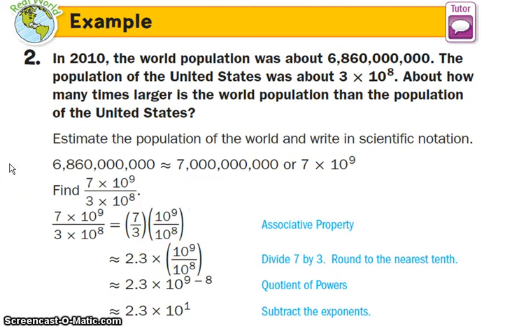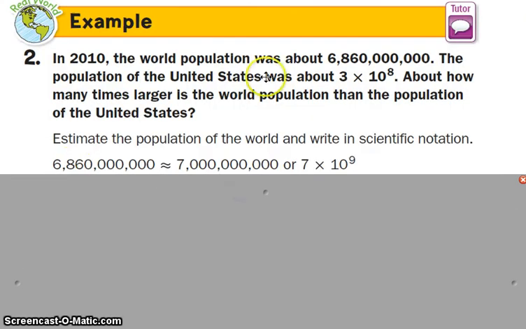In 2010, the world population was about 6,860,000,000. Okay, the population of the United States was about 3 times 10 to the 8th. About how many times larger is the world population than the population of the United States? Well, this is a division problem, okay? But before we start, we have to change 6,860,000,000 to scientific notation.